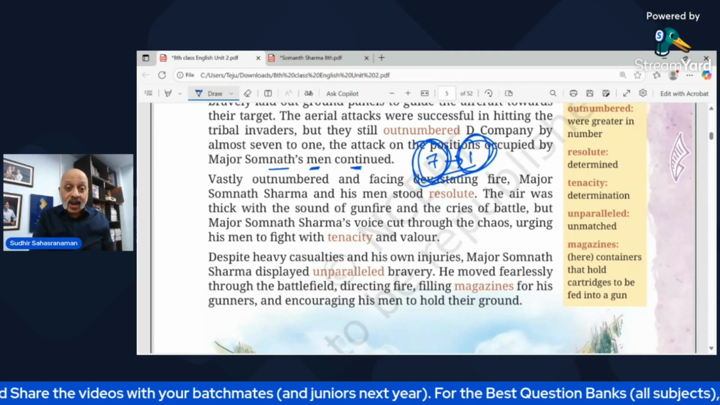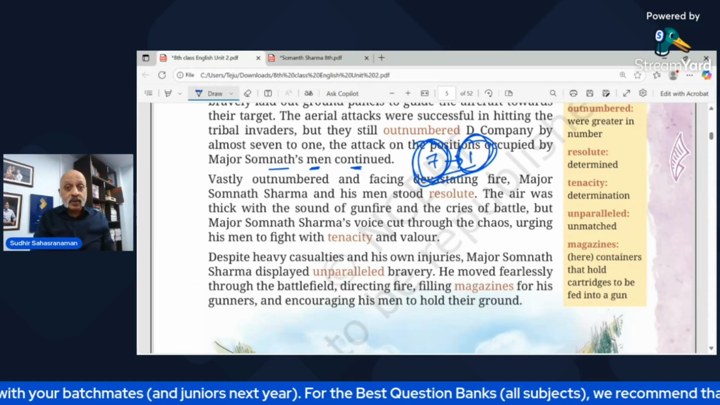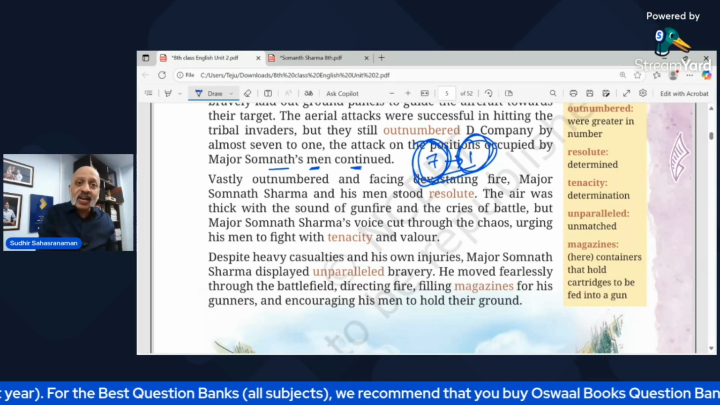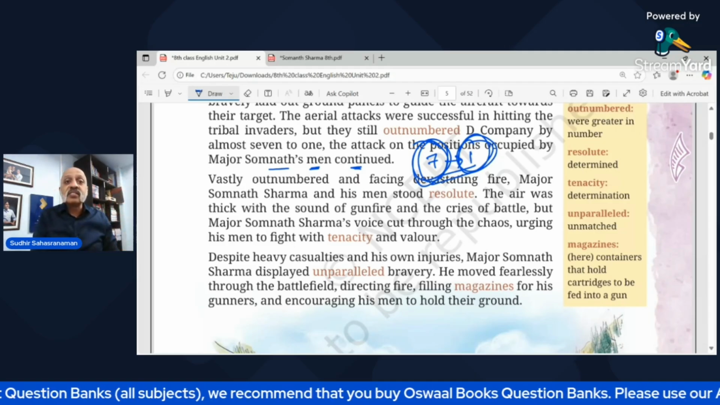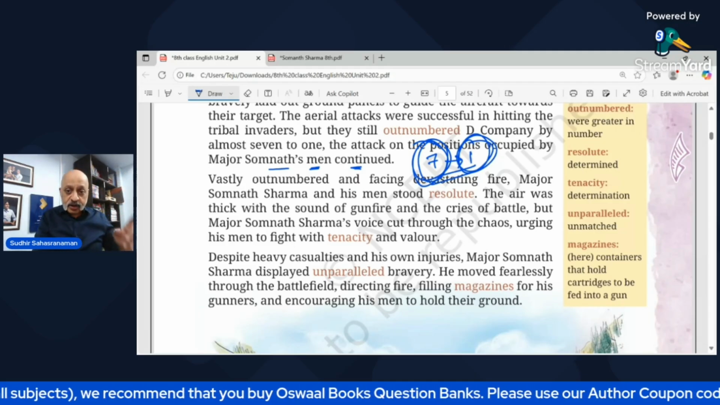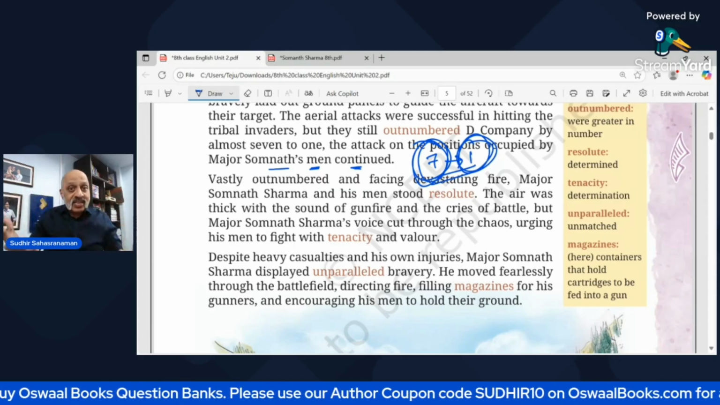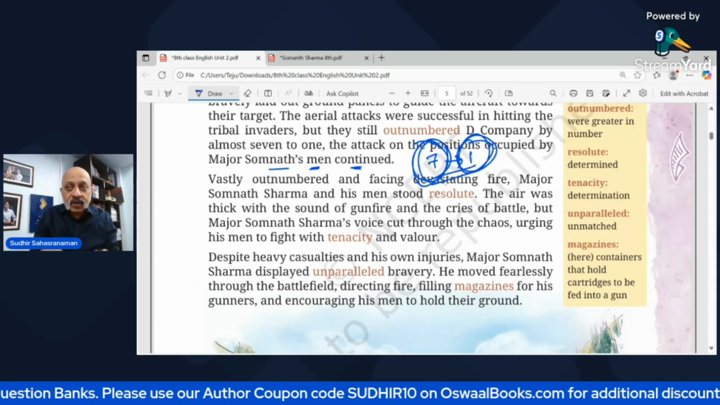Major Somnath Sharma and his men stood resolute. Resolute means determined that come what may, we are not going to leave this place till we get killed. We are going to keep resisting these tribal invaders, right? The air was thick with the sound of gunfire. Air was thick is an idiom. It's like what you call muhavra in Hindi, right?